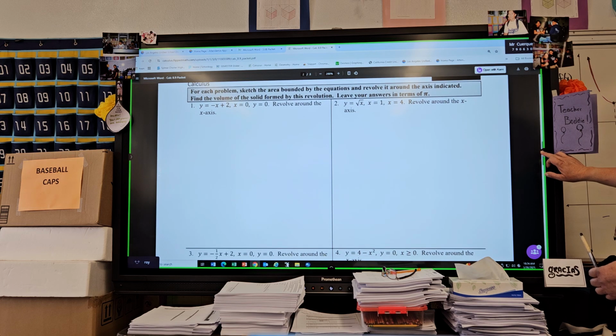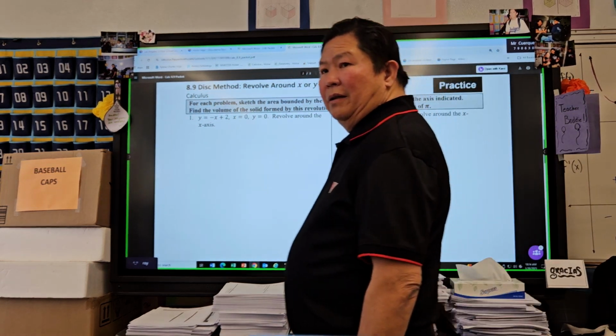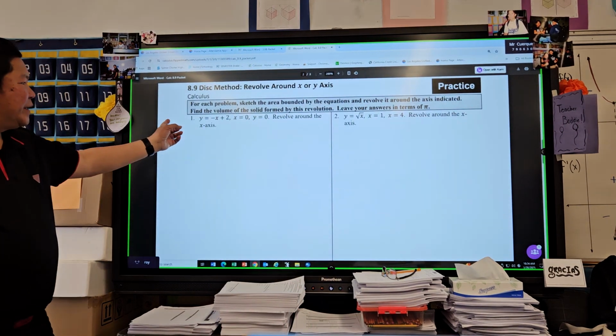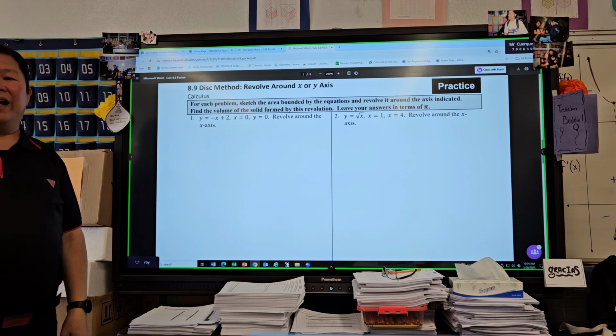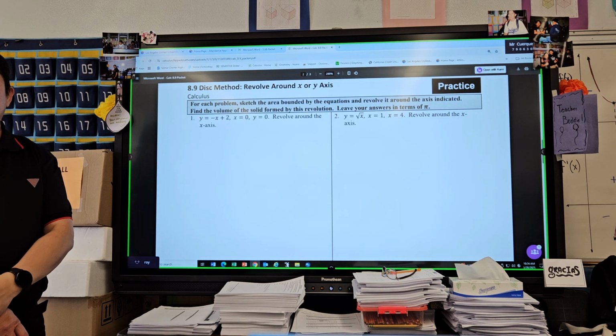Mr. Roy, is this the answer? So for number 1, where is the axis of revolution? X-axis. That means dx. So you don't have to change the equation, right? I think this is the answer.